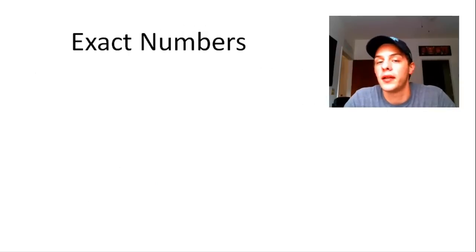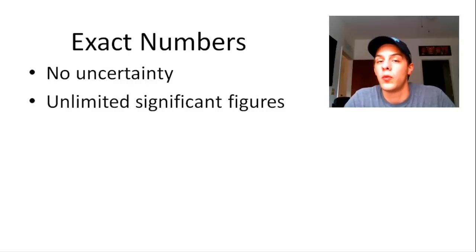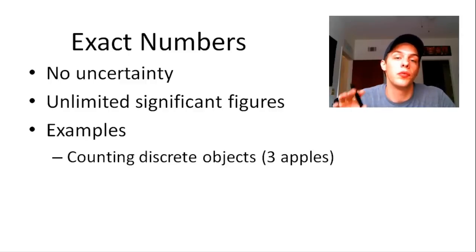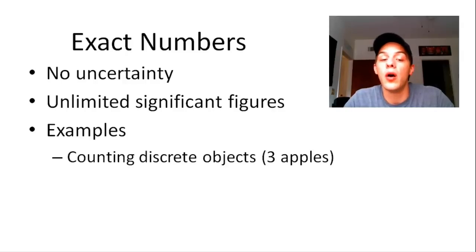So the next thing I'd like to talk about has to do with exact numbers. Exact numbers have no uncertainty associated with them. Therefore, they have an unlimited or infinite number of significant figures. So a couple of examples of exact numbers. Well, one of them is when we count discrete objects. So in other words, if I have 3 apples, I have exactly 3 apples. I have 3.000000, infinitely many zeros, and they're all significant because I know that I have 3 apples. That's not based on any measurement. That's counting a discrete object. That's an exact number, infinite significant figures.